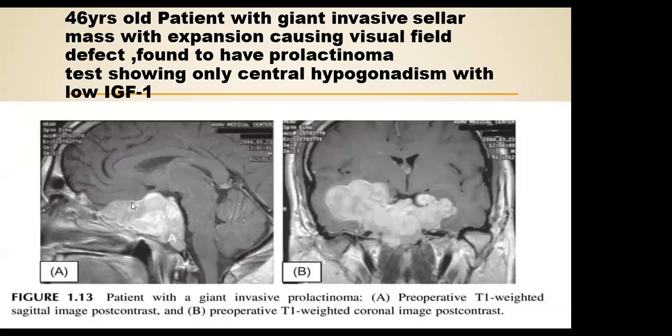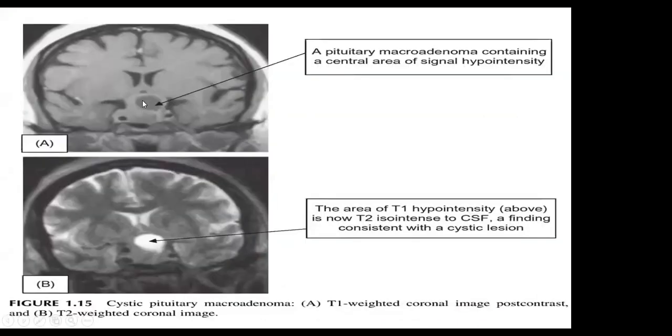This is a macroadenoma showing a cystic lesion which follows the CSF signal intensity as you see here. It is hypointense in T1 and hyperintense in T2. This is a cystic pituitary macroadenoma.